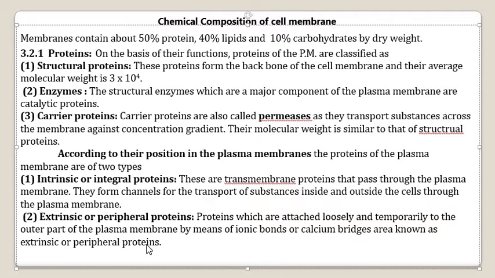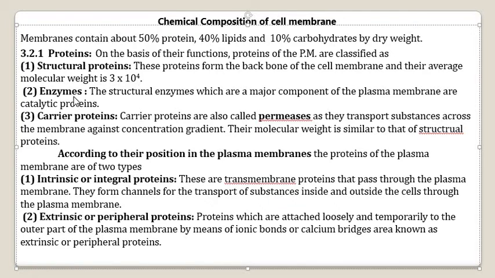So let's focus on the proteins and the different types of protein present in the plasma membrane. On the basis of their functions, proteins of the plasma membrane are classified as structural proteins, enzymes, and carriers, right? Structural proteins form the backbone of the cell membrane, and their average molecular weight is 3 × 10⁴ dalton, right? These are the structural units of the cell. They are involved in the formation of a specific structure of the cell, so they are called the backbone of the cell, or structural proteins, right?